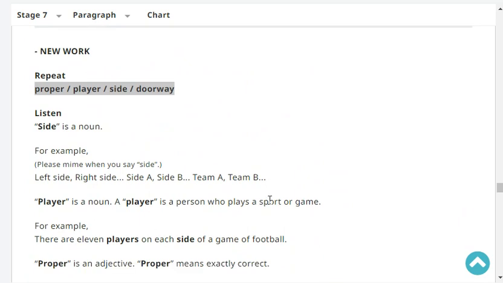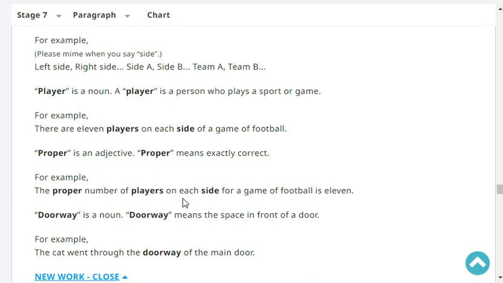Okay, listen. The word side is a noun. For example, left side, right side, side A, side B, team A, team B. Player is a noun. A player is a person who plays a sport or game. For example, there are 11 players on each side of a game of football.